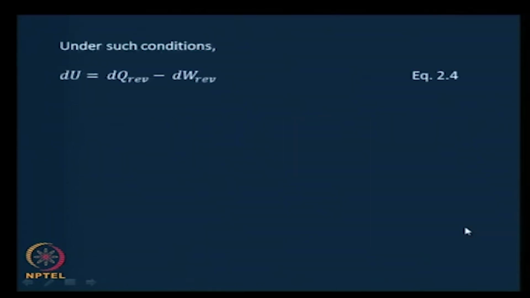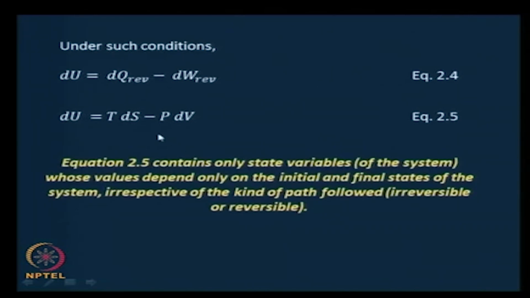Then we looked at single component single phase systems, and we said we could derive this equation, dU equals TdS minus PdV, for a single phase single component system. We also recognized that this equation 2.5 contains only state variables, U, T, S, P and V, state variables of the system, whose values depend only on the initial and final states of the system, irrespective of the kind of path followed to reach state 2 from state 1.